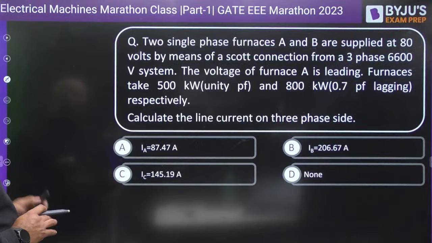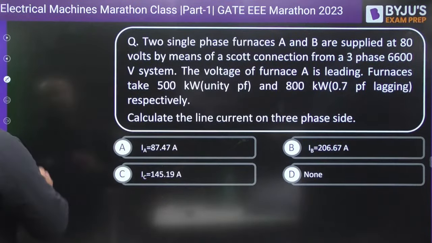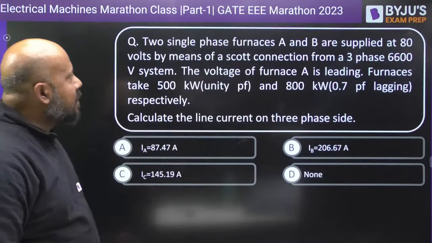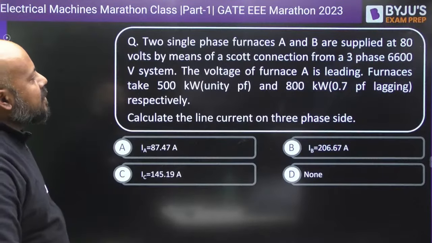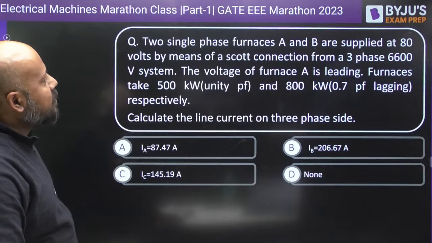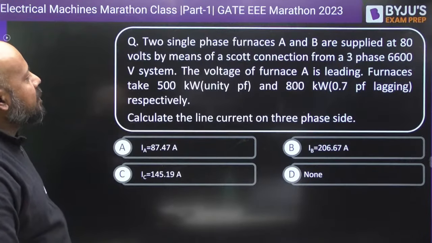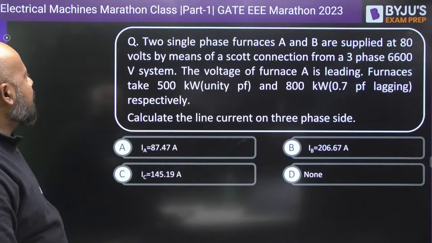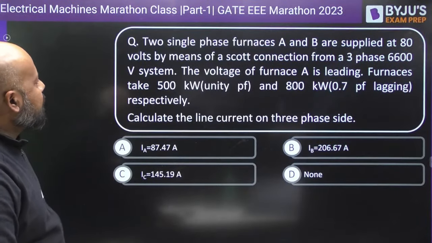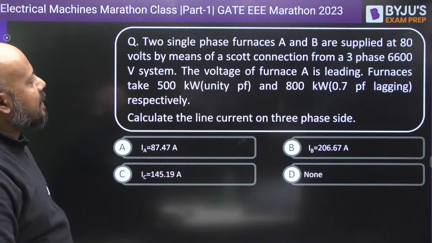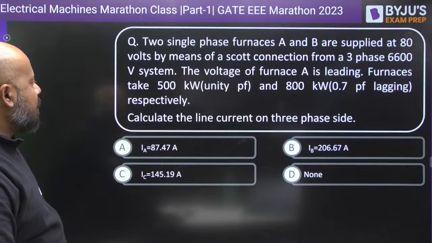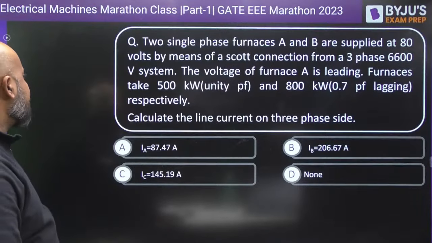So let us see the last question for transformers. Two single phase furnaces A and B are supplied at 80 volts by means of a Scott connection from a three-phase 6600 volt system. The voltage of furnace A is leading. The furnaces take 500 kilowatt and 800 kilowatt respectively. Calculate the line current on the three-phase side.